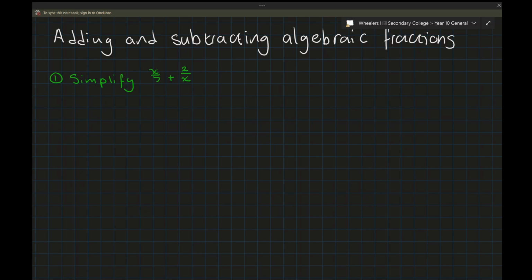In this video, I'll be showing you how to add and subtract algebraic fractions. Similar to before, adding and subtracting algebraic fractions is not so different from adding and subtracting regular fractions. The only difference here is that there are algebraic terms involved. When adding two fractions together, we need to make sure that the denominators have the same value.